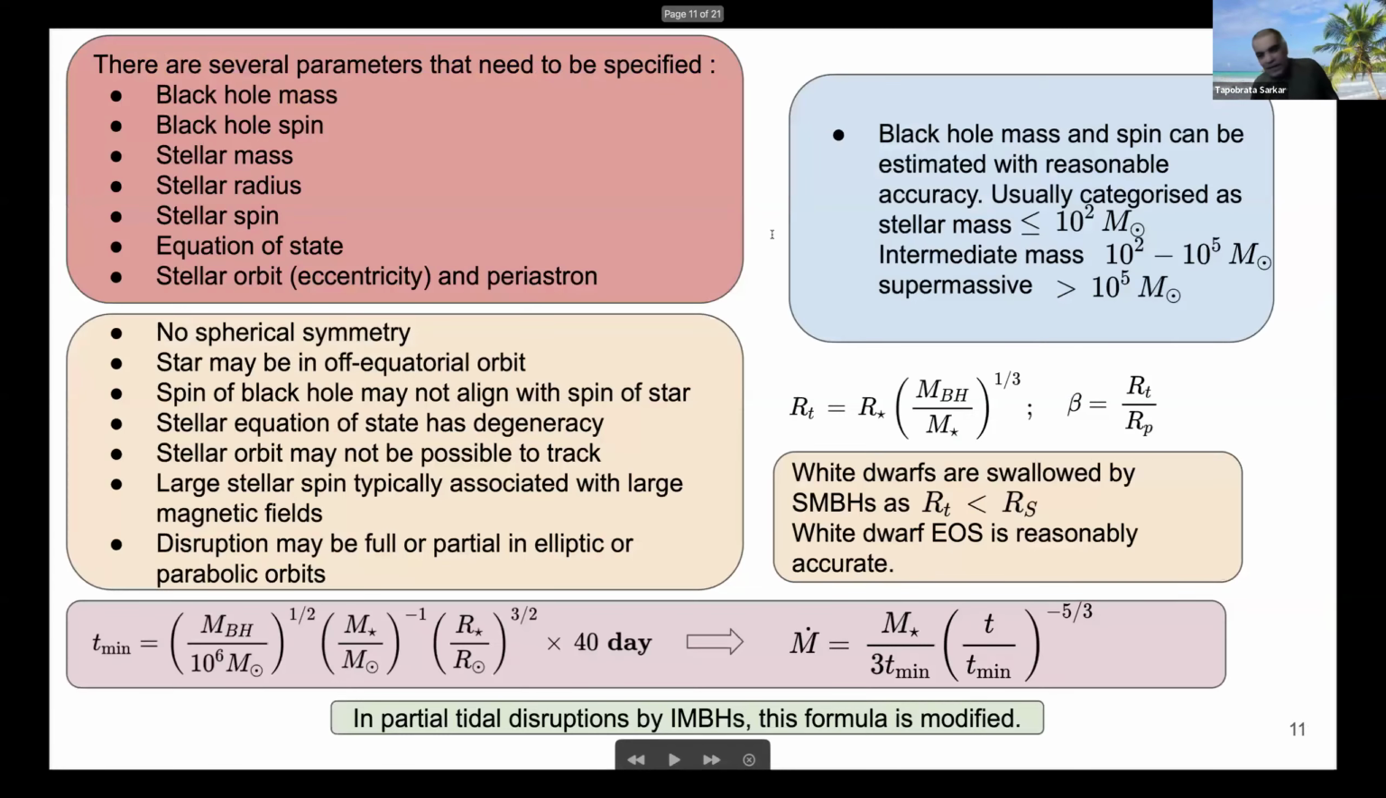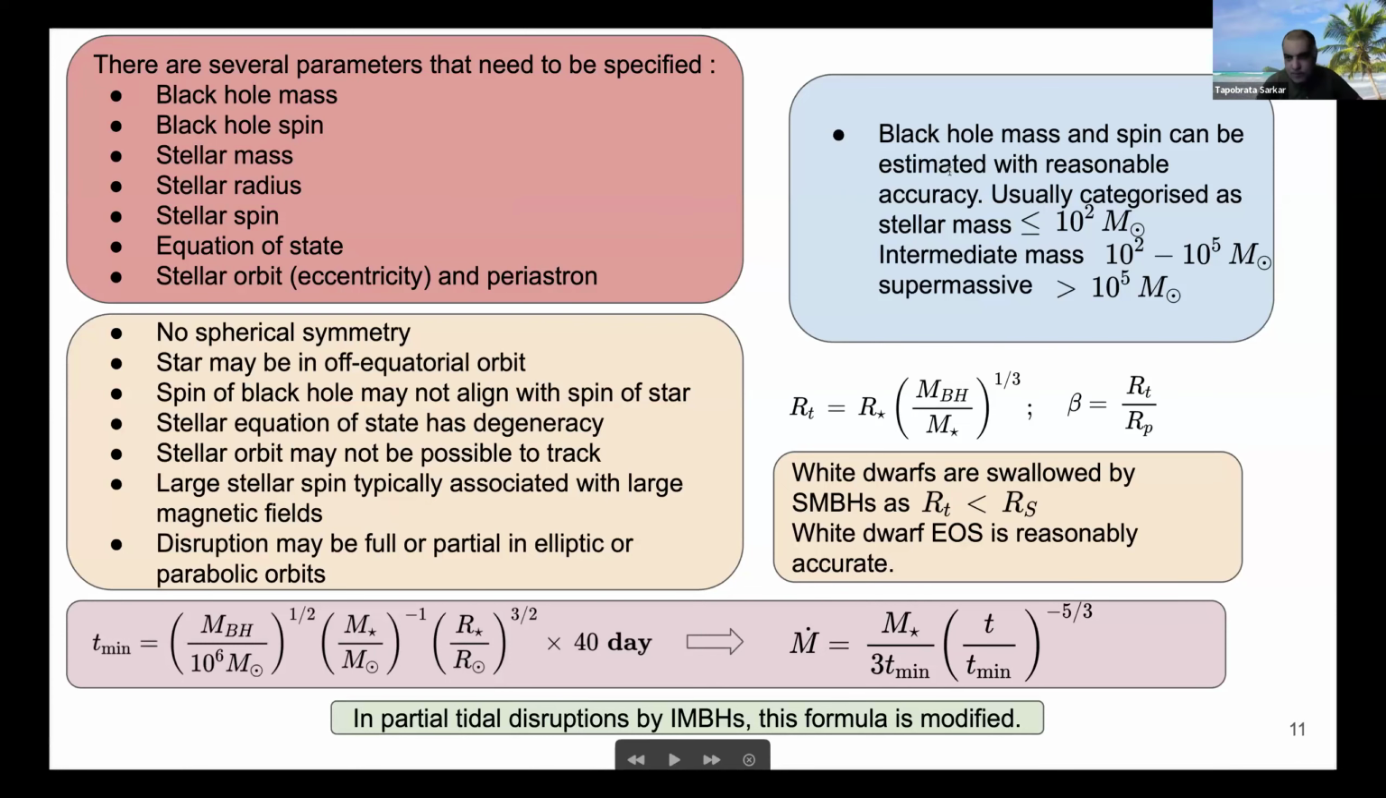Now there are several parameters that you will need to specify. So during the tidal disruption effect, one is black hole mass, black hole spin, the star can have a mass, the stellar radius, the stellar spin, the equation of state, the stellar orbit, the eccentricity, and the periastron position. Okay. And now, from this list, black hole mass and black hole spin can be estimated these days with reasonable accuracy.